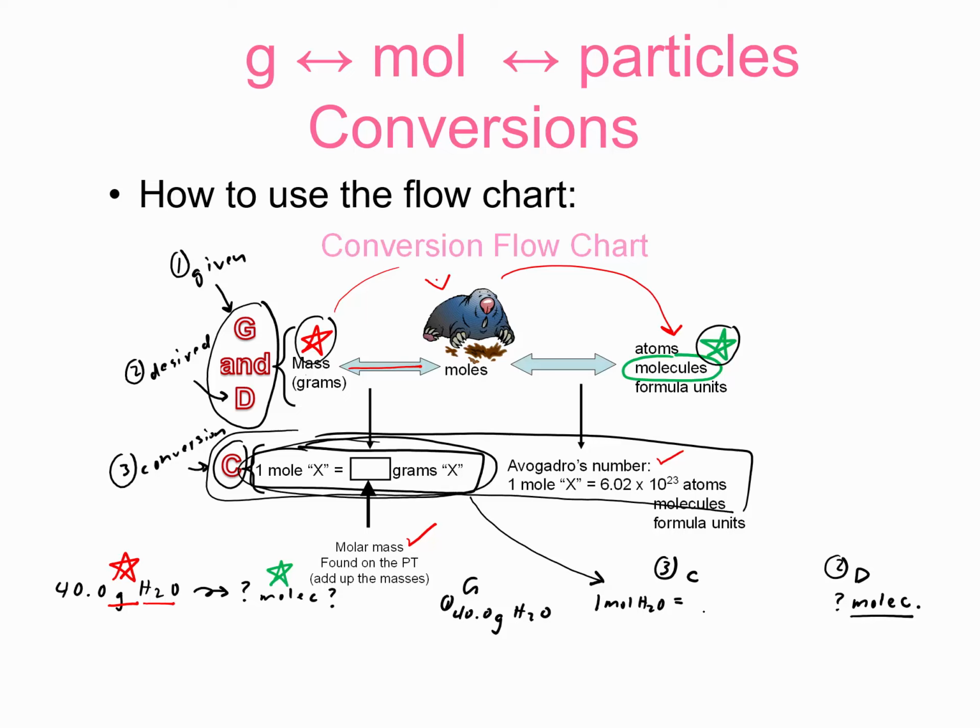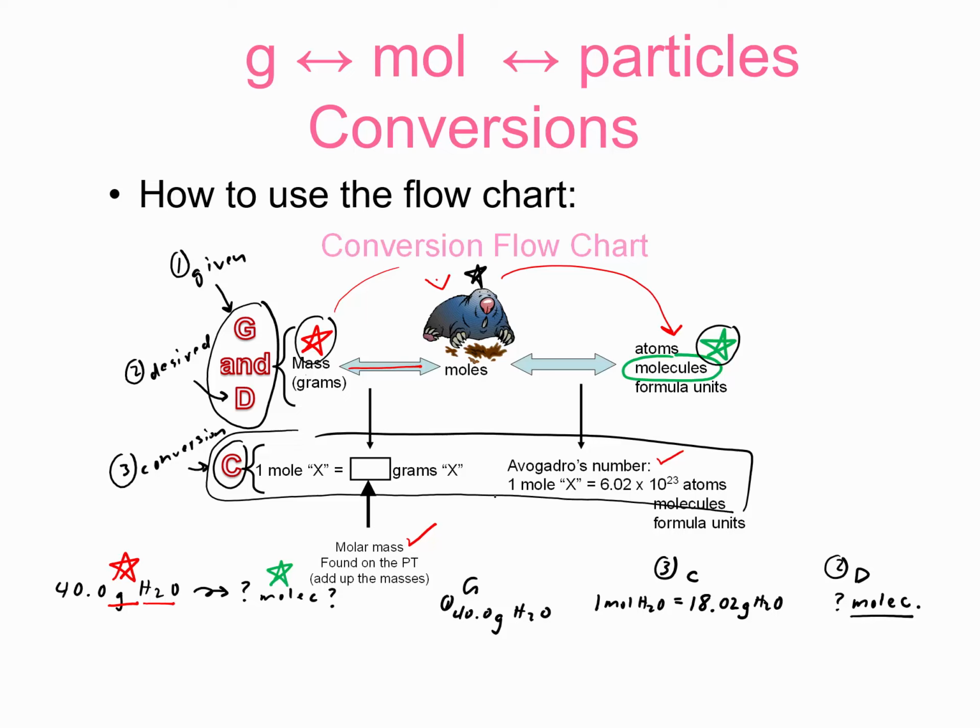H2O is 2 H's and 1 oxygen. So if we pop that in our calculator, we'll get 18.02 grams of H2O. That will take us to this middle part, the mole. But now we have to do one more. So I'm going to erase that.